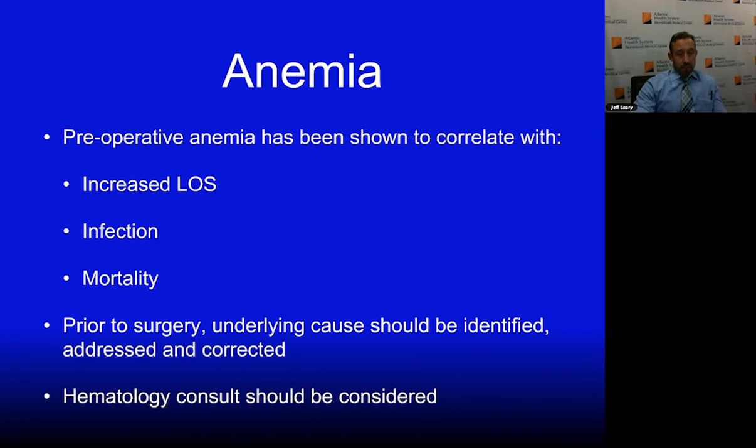Anemia should be addressed. It's been shown to correlate with increased length of stays, increased infections, increased transfusion rates, and increased mortality. Prior to surgery, the underlying cause should be identified, whether it be iron deficiency or B12 deficiency, all these various possibilities for anemia. It needs to be addressed.